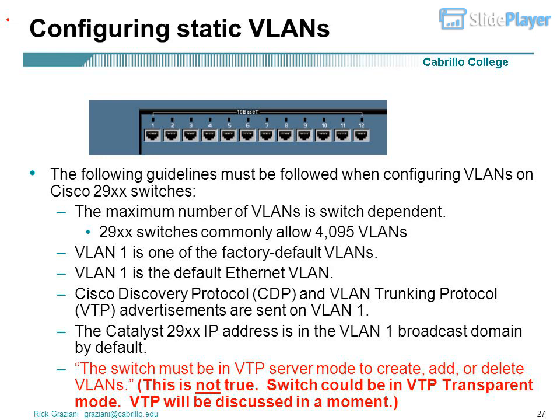29xx switches commonly allow 4095 VLANs. VLAN 1 is one of the factory default VLANs. VLAN 1 is the default Ethernet VLAN. Cisco Discovery Protocol, CDP, and VLAN Trunking Protocol, VTP, advertisements are sent on VLAN 1. The Catalyst 29xx IP address is in the VLAN 1 broadcast domain by default.